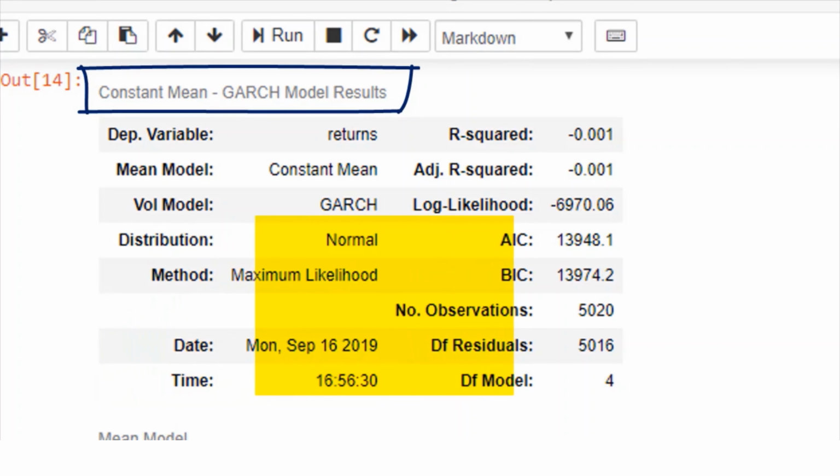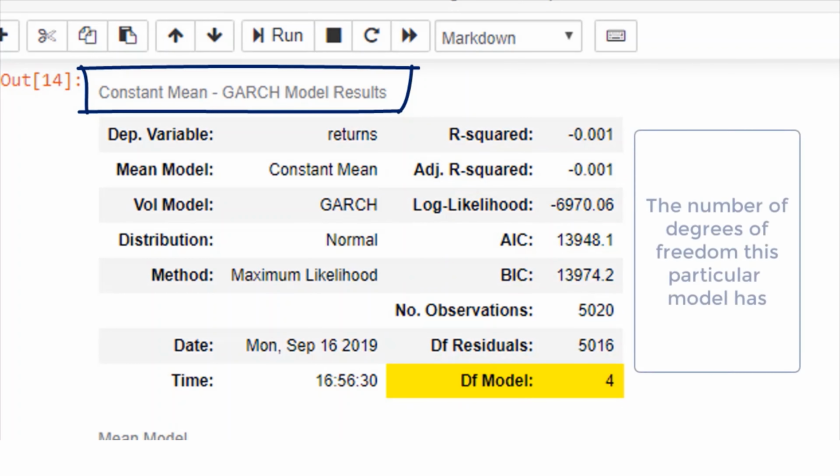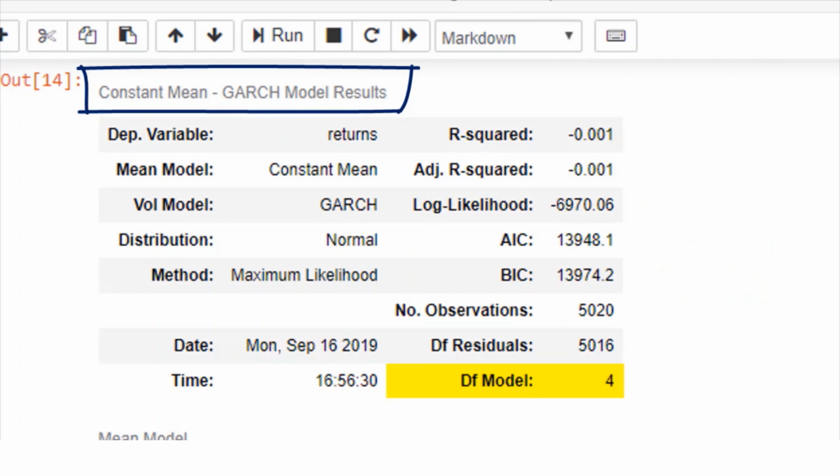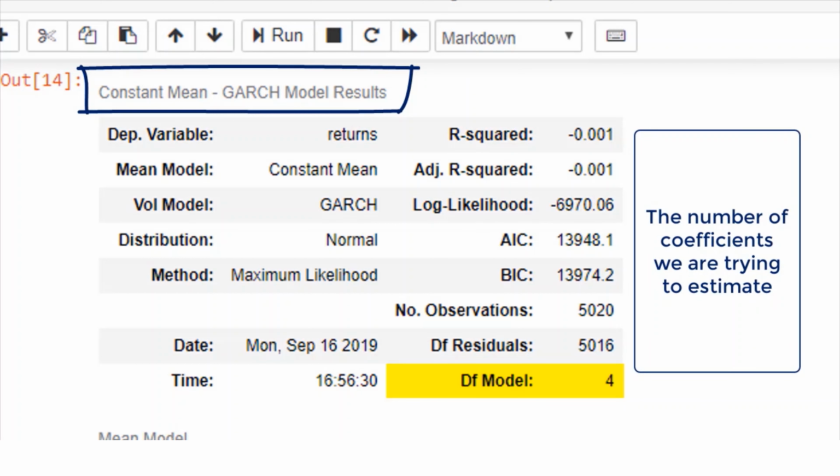Now let's look at the right side of the column. The first 5 are all features we've seen in previous summary tables for regressions, which include the log likelihood, information criteria, and the R-squared values. However, the one aspect we really want to focus on is the DF model, which shows the number of degrees of freedom this particular model has. In other words, it showcases the number of coefficients we're trying to estimate. Since we have 4, we expect to have the numeric approximations of 4 variables shown in the other parts of the table.